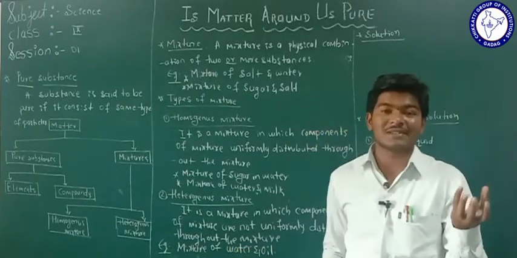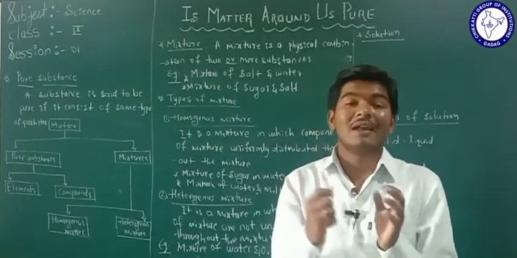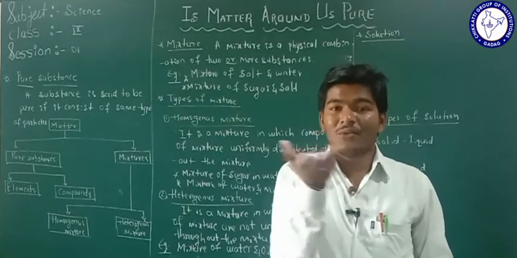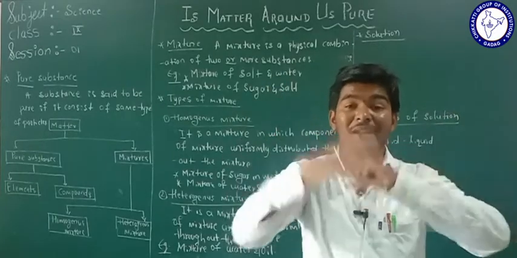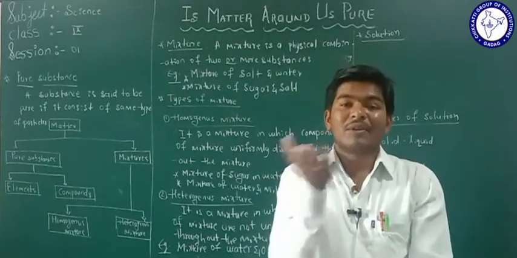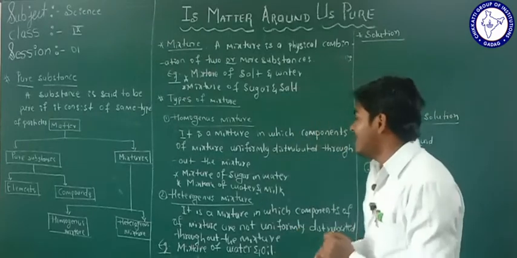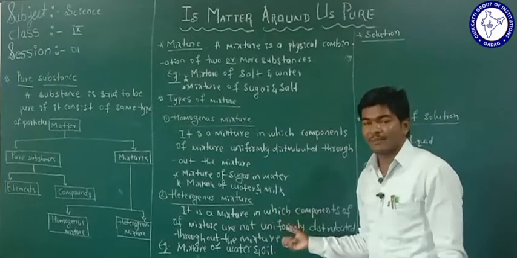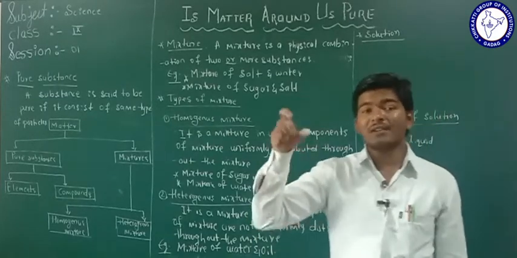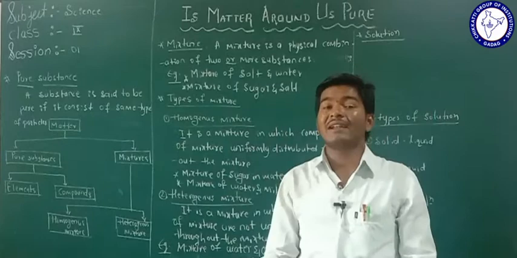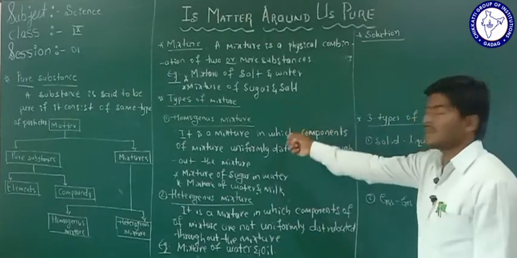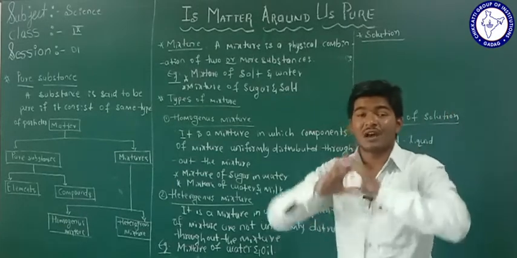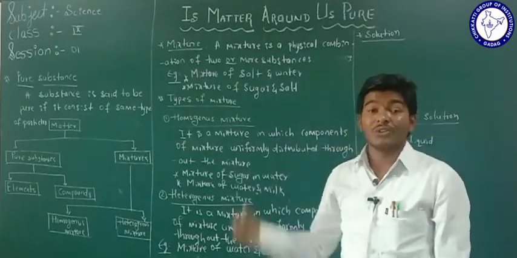When you mix the oil with the water, the oil doesn't mix with the water. It will float on the surface of the water, isn't it? It doesn't mix completely with the water. Therefore, it is a heterogeneous mixture. So a heterogeneous mixture is one in which the components are not uniformly distributed throughout the mixture, and a homogeneous mixture is one in which the components are uniformly distributed throughout the mixture.